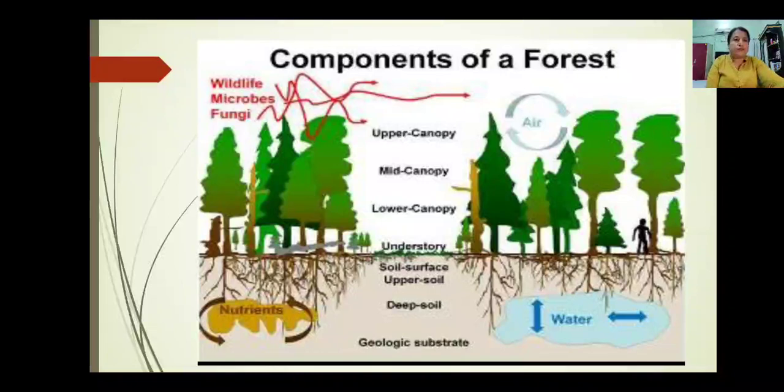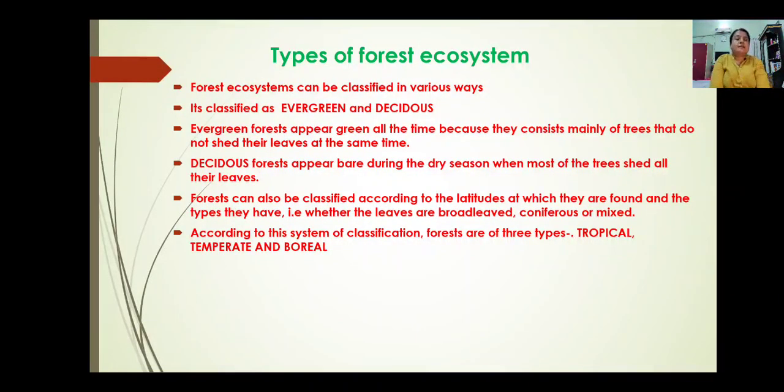Let's move on. Now let's learn about the types of forest ecosystem. See children, forest ecosystems can be classified in various ways. They are classified as evergreen and deciduous. You might have studied in geography and other subjects in the primary classes, so you might have a brief idea about the evergreen forest and the deciduous forest, but here we'll learn in a little more detail. These forest ecosystems are categorized into two types, evergreen and deciduous.